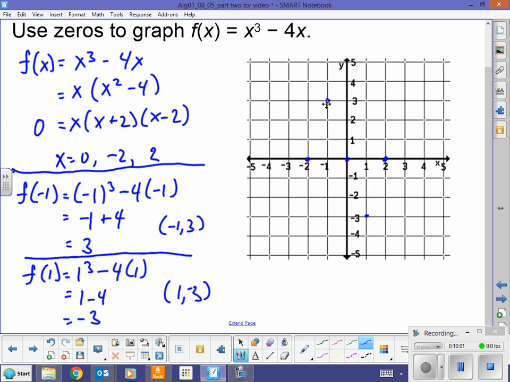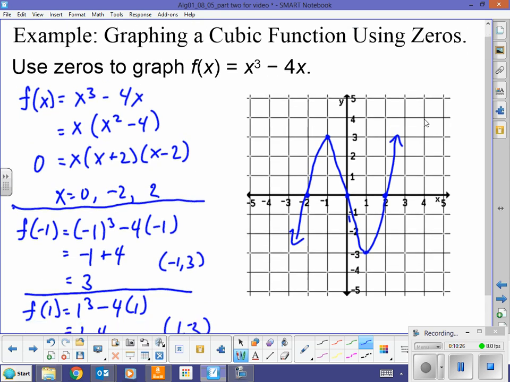So this will look something like this. Again, this is just kind of a sketch. And you want to make it kind of curvy looking. I have a hard time doing it with this equipment that I use. My lines are kind of straight, especially in here. It should kind of curve, right? More like an S through there. Okay, so that's graphing this cubic function using those zeros.